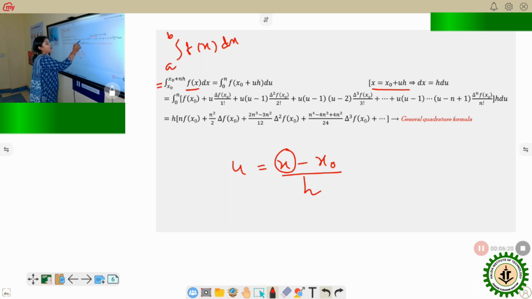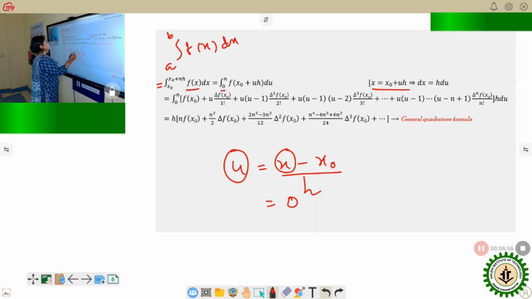So here we have to integrate with respect to x, but now we have changed x into some new variable u. So we have to integrate with respect to u, and also we have to change the limit. Now when x equals x naught, what is the value of u? Simply, when I put x naught, u will be equal to x naught minus x naught, that means 0. So here it is 0.